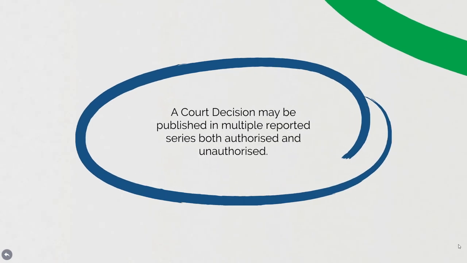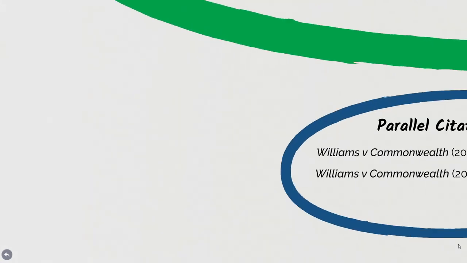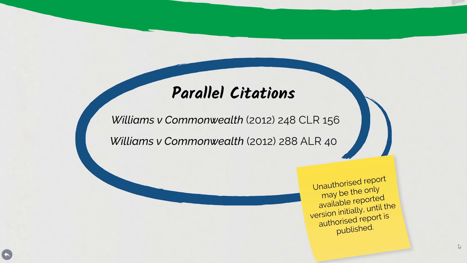A court decision may be published in multiple reported series, both authorised and unauthorised. For example, Williams v. Commonwealth was also reported in the Australian Law Reports. When there are multiple citations that refer to the same judgment, these are called parallel citations.